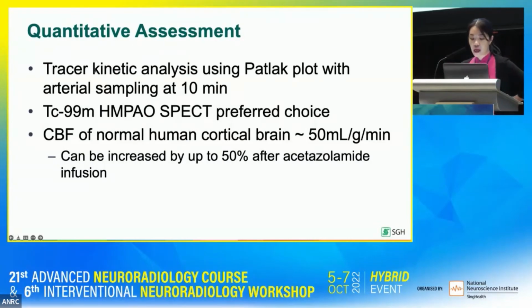And there is also a potential of doing quantitative assessment with tracer kinetic analysis using the Patlak plot with arterial sampling at 10 minutes. For this technique, HMPAO SPECT is the preferred choice. The cerebral blood flow of normal human cortical brain was estimated to be about 50 ml per gram per minute. And after acetazolamide infusion, it can actually increase by up to 50%.